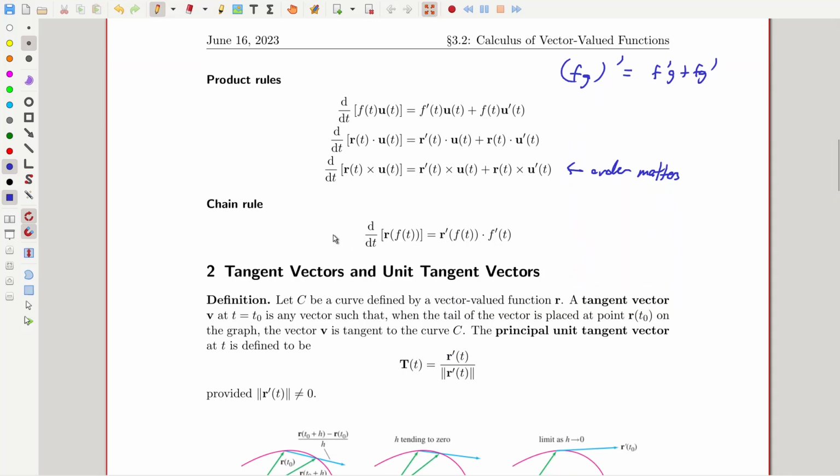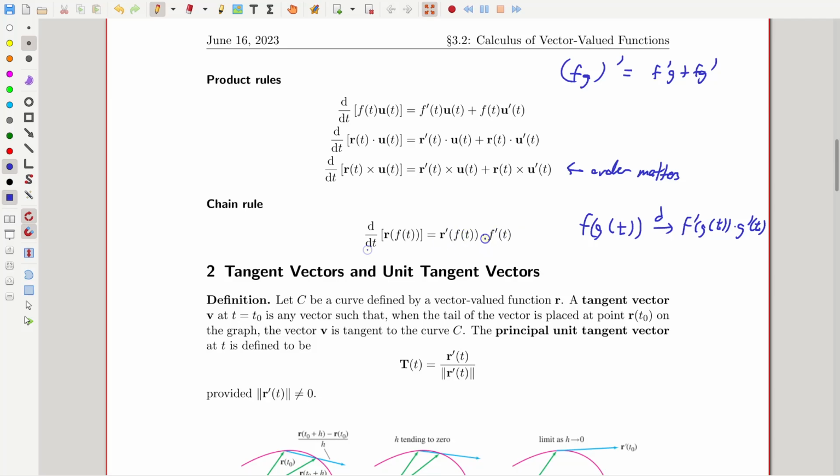And the last property is this chain rule. Just like in Calc 1, it follows very similarly. If we take the derivative, then we get f prime of g of t times g prime of t. That's the chain rule from Calc 1, and you can see that we have the same type of expression here. So r prime, and then we plug in the inner function, multiply it by the outer function.